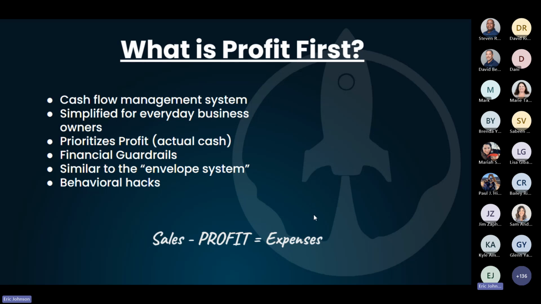There's a lot of cool behavioral psychology built into Profit First, which makes this formula work. Because if we can put a container around how much you spend, that alone will help you to be more profitable and keep your expenses in check. Oftentimes as we make more money, it's natural for us to spend more money. This system helps us to stop that. This system puts financial guardrails around your cash and how you treat it.